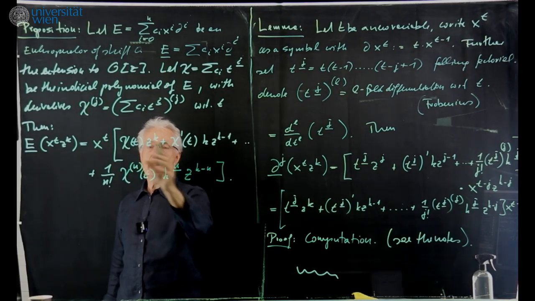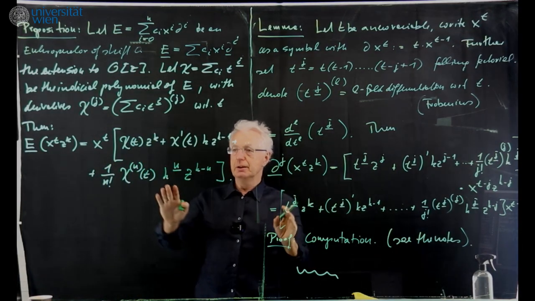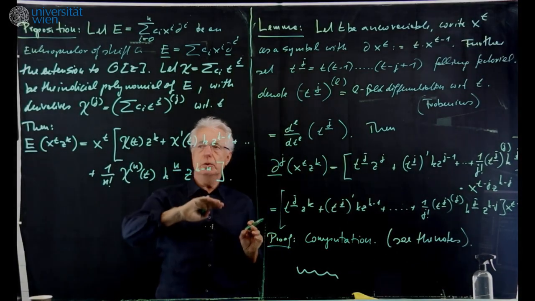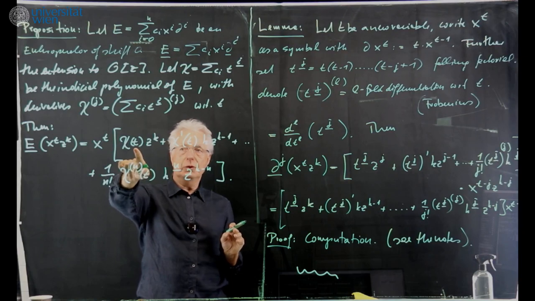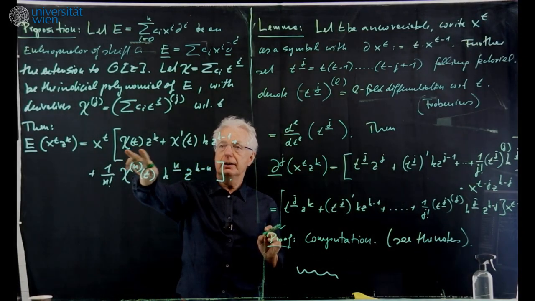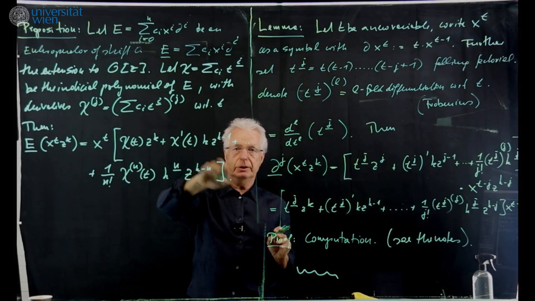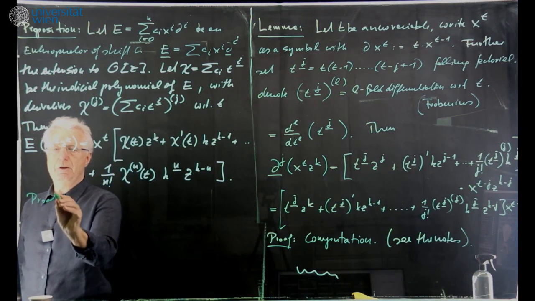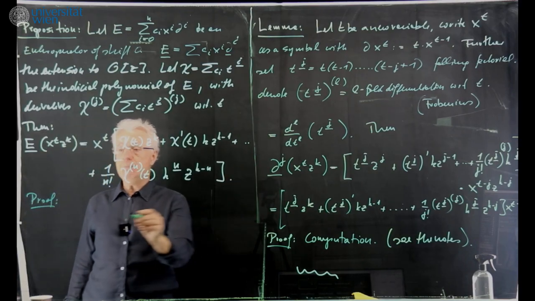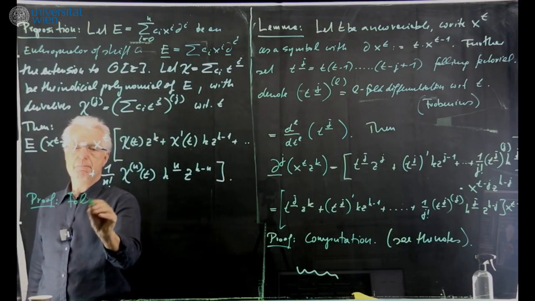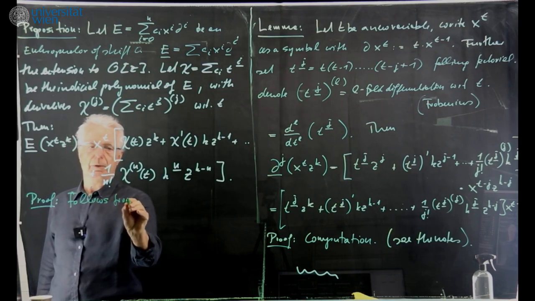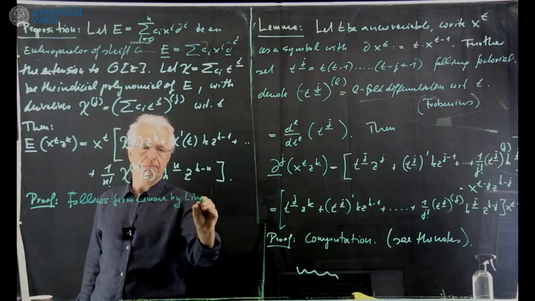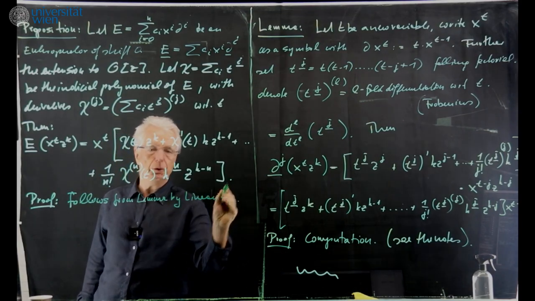So now the bells should ring. We see here the derivatives of our initial polynomial, and now if rho is a multiple root of chi, then also some of these derivatives will vanish. So the proof follows from the lemma by linearity. So there's nothing to show.